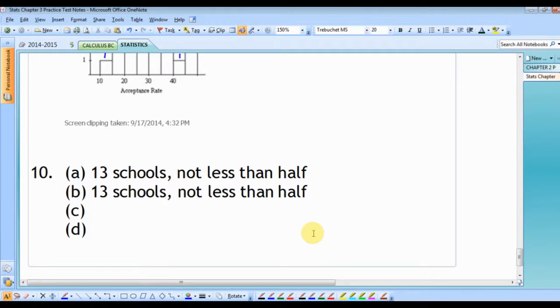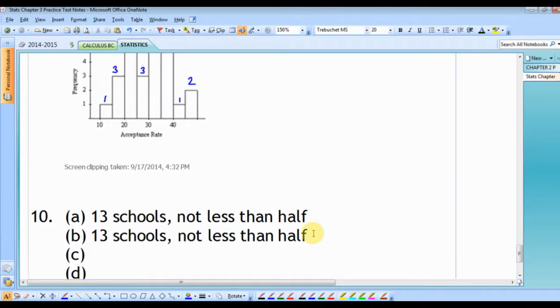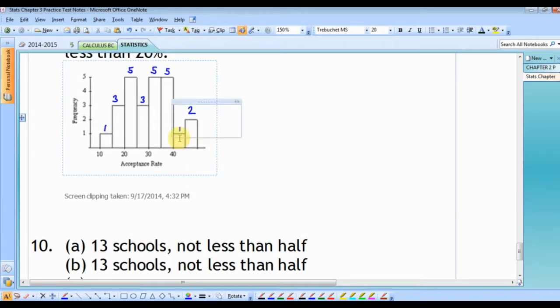Somewhere between 30 and 45. Yes, 11. 30 and 45, that's 5, 10. That's 11 schools, right?